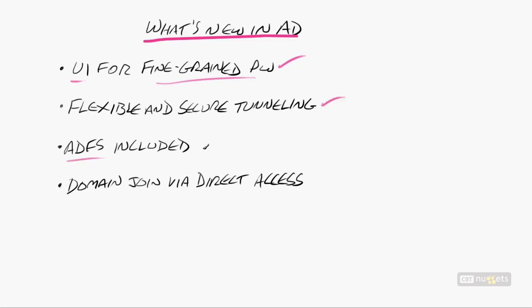There's also Active Directory Federation Services, which was now included in Server 2012, whereas you had to add it on to 2008. There's also domain join via direct access, which is really kind of a VPN on steroids, and now you can join to the domain using direct access, whereas that was not possible before.